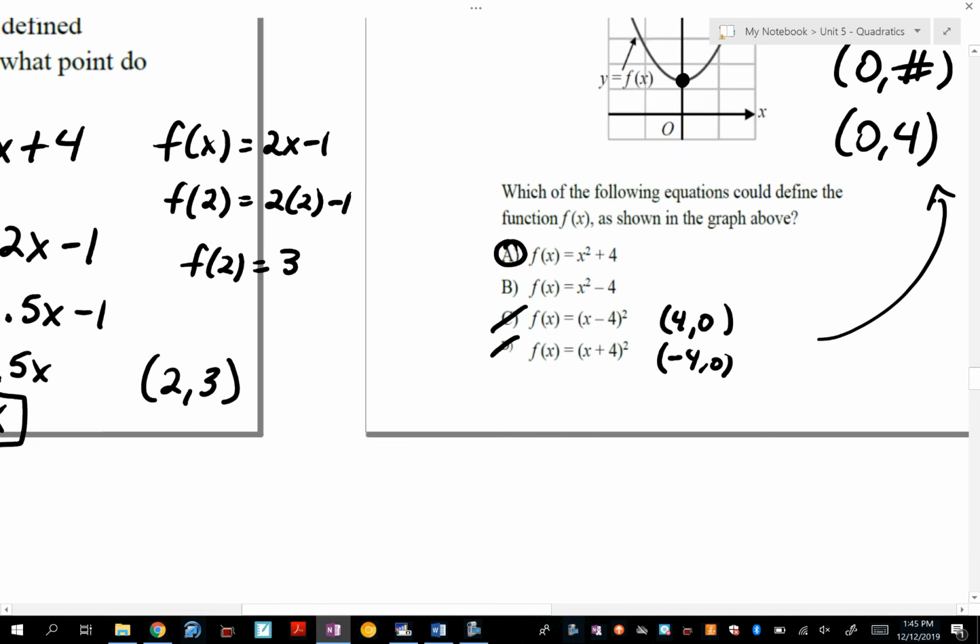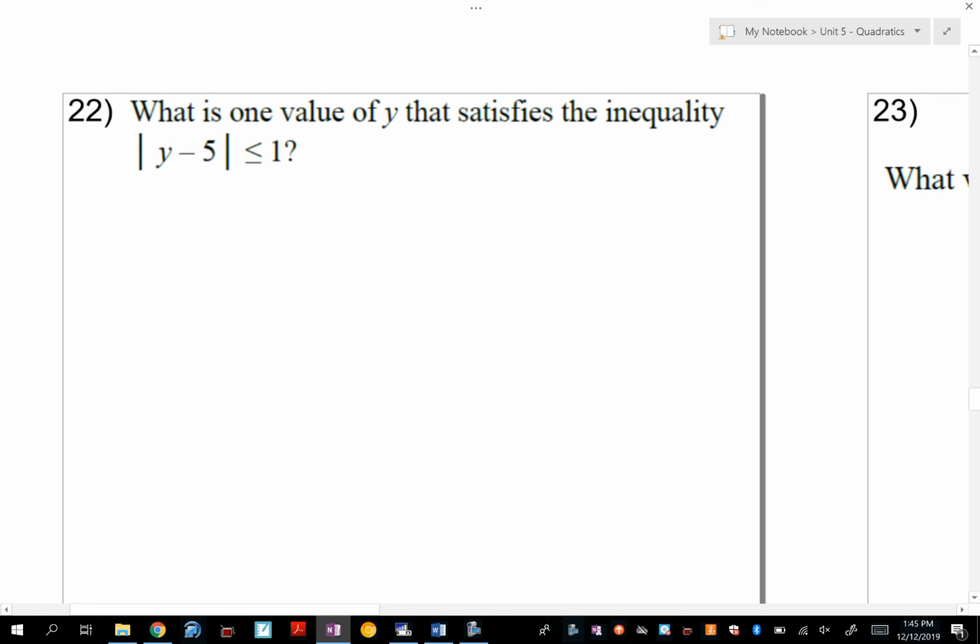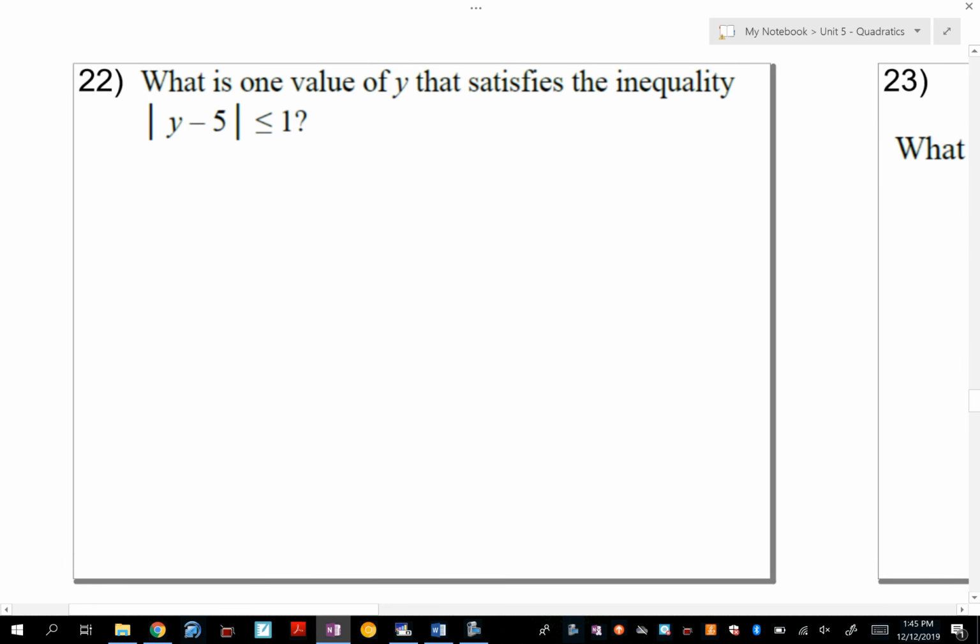Let's keep going. Oh my gosh, absolute value is back. Okay, we have an absolute value inequality. Let's see how your brain does. Is the absolute value isolated? Is there anything in front of it or anything behind it? No, so it's isolated. So then I see this symbol.